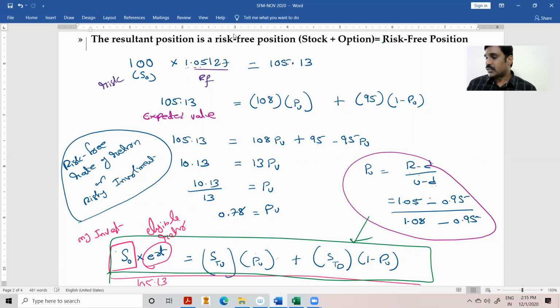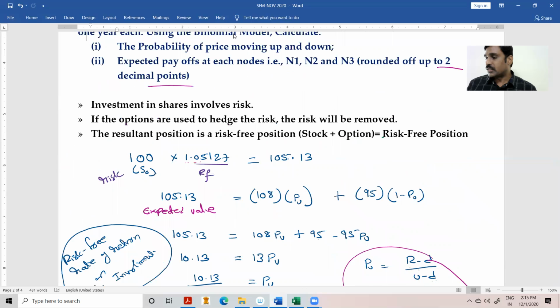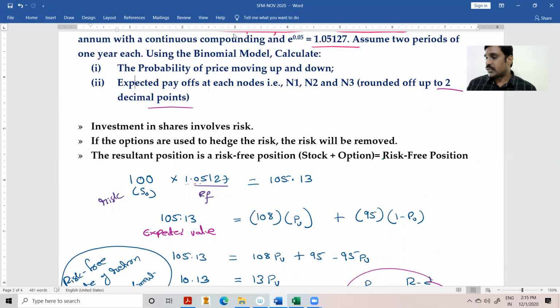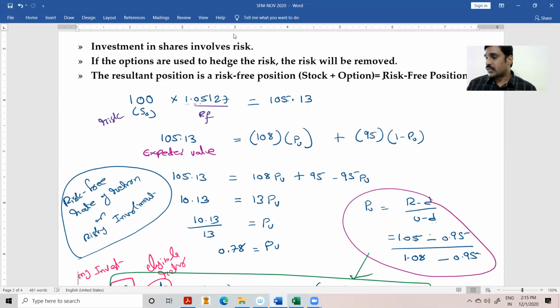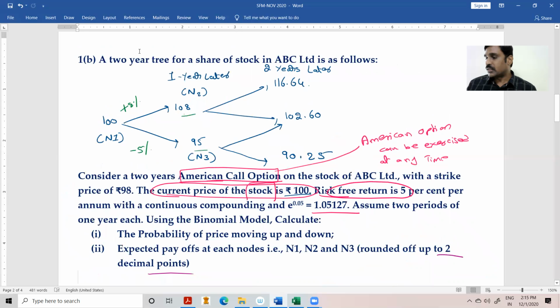This is the problem one here. The probability of price moving up is 0.78, and obviously the probability of price moving down is 0.22, that is 1 minus 0.78. Next, what is the second question? Expected payoffs at each node, that is N1, N2, and N3, rounded off up to 2 decimal points.